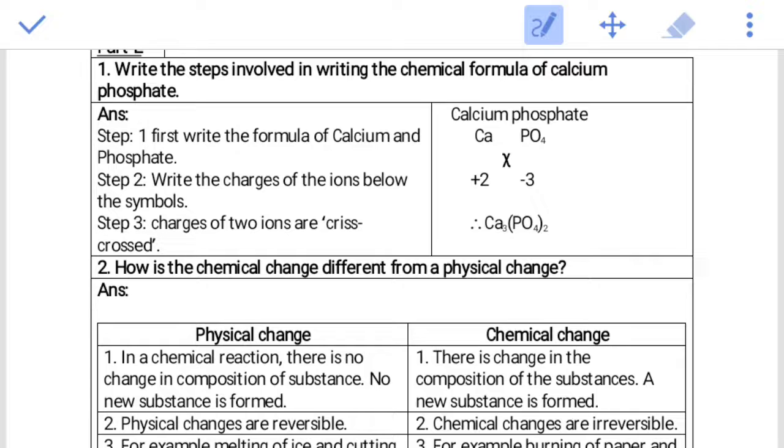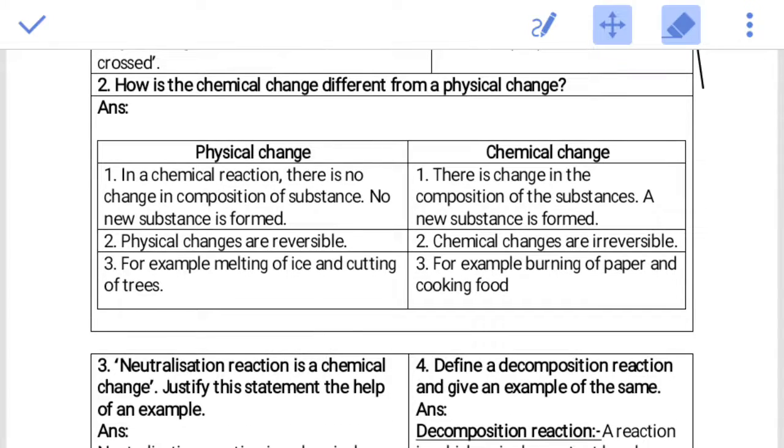How is a chemical change different from a physical change? So we have to differentiate here between chemical change and physical change. In a physical change, no new substance is formed and the composition of the substance remains the same after the completion of the change. In a chemical change, whenever a new substance is formed, we call it a chemical change.